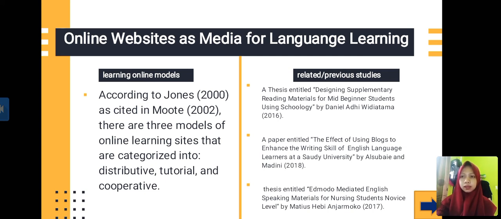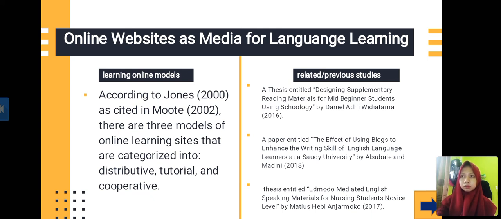According to Jones in 2000, as cited in Muti in 2002, there are three models of online learning sites that are categorized into distributive, tutorial, and cooperative. And second, related or previous studies. First is a thesis entitled Designing Supplementary Reading Materials for Mid-Beginner Students Using Zoology by Daniel Adi Widyatama in 2016. Next is a paper entitled The Effect of Using Blogs to Enhance the Writing Skill of English Language Learners at a Saudi University by Al-Subaye and Madini. Next is a thesis entitled Edmodo Mediated English Speaking Materials for Nursing Students Novice Level by Matius Hebi Anjarmoko in 2017.